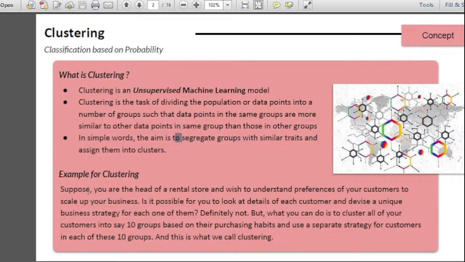Example, suppose you are the head of a retail store and you wish to understand the preferences of customers to scale up your business. Is it possible for you to look at each customer and devise a unique business strategy for each of them? I already discussed the same example by chance, right? Definitely not. But what we can do is cluster them, let's say into 10 groups, based on their purchasing habits, and then use a separate strategy for customers in each of the 10 groups. Is it clear what clustering is? The concept is clear to all of you?